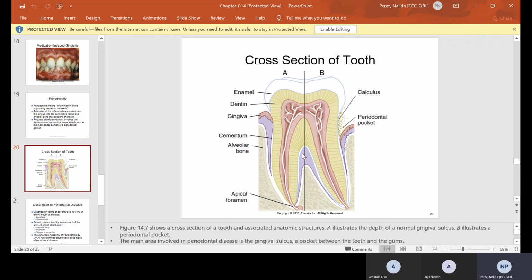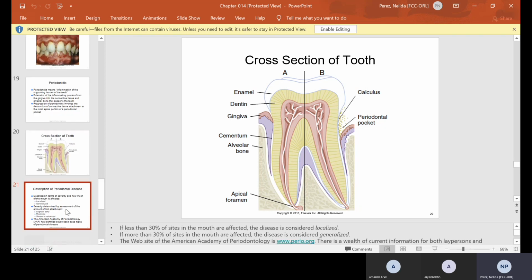It's usually rocking very easily. The mobility on it is just swaying in the wind. Really look at this cross section of the tooth in your Kindle.